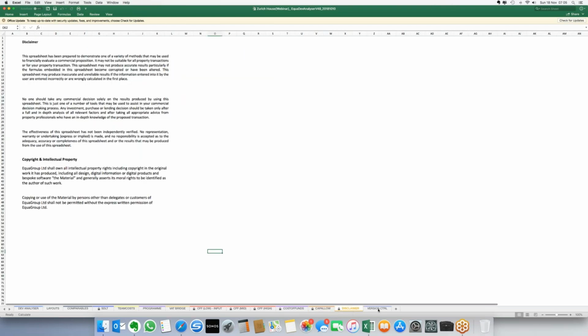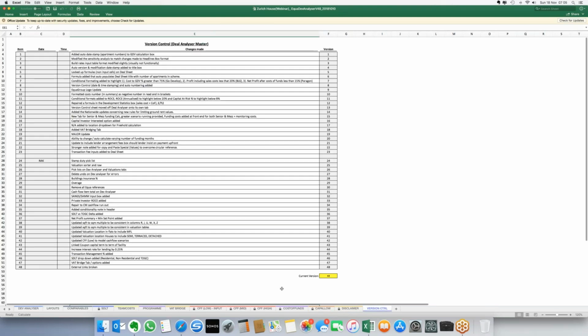The normal disclaimers and a version control here, which we brought into play probably about a year ago now, considering that the actual software development of this analyzer started probably 3.5 years ago. 48 changes doesn't really represent the amount of updates and development that's gone on with this analyzer, but it's very good to capture any changes, any updates, and bring in a version control number.